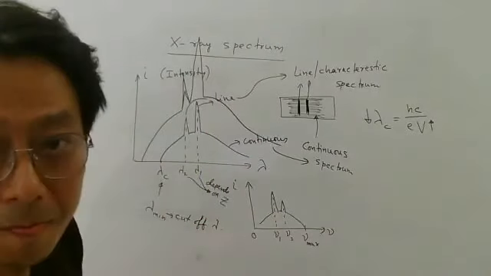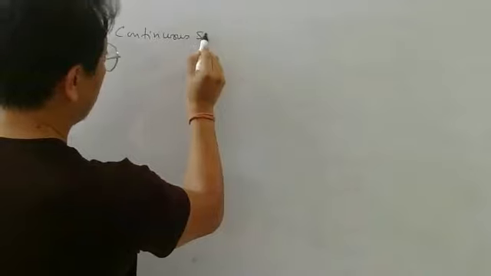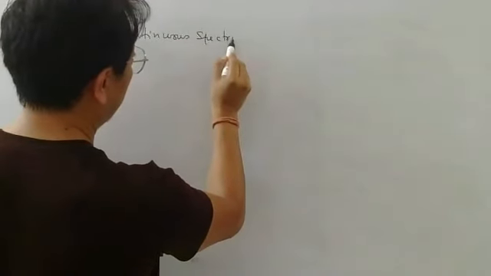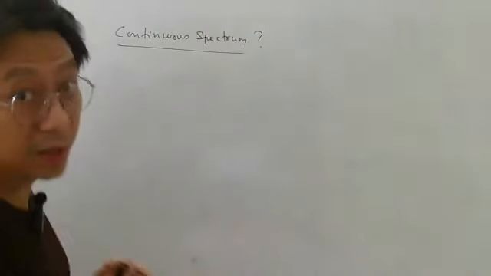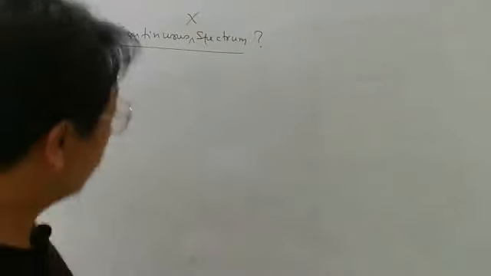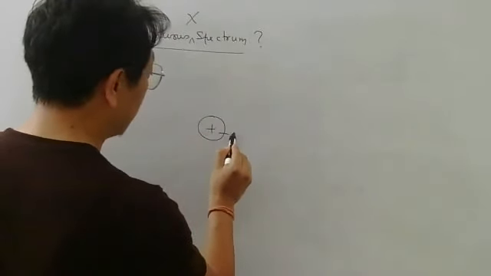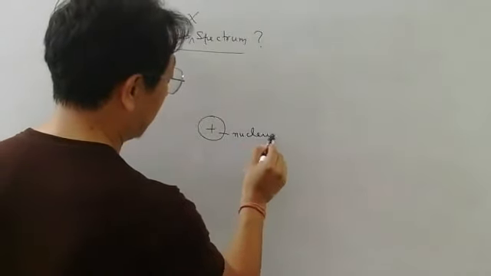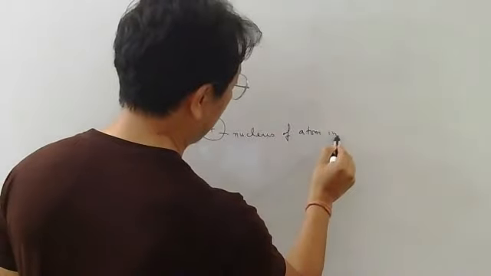Did you understand? So let us quickly understand why continuous spectrum is emitted. For that, we will use classical physics. Quantum physics will be too difficult for us right now. So why do we get continuous X-ray spectrum? Okay, so this is how people explain. So this is the nucleus of the target material, nucleus of an atom in the target.